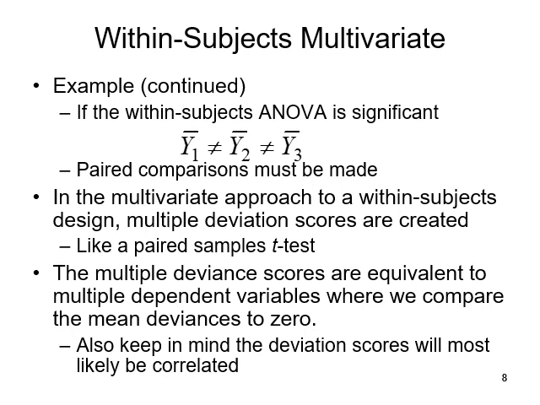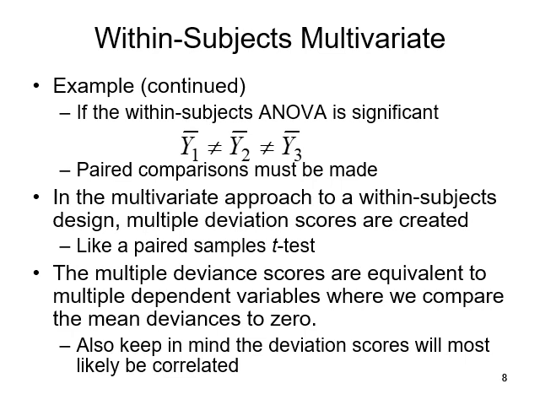With the within subjects ANOVA, if we find out it's significant, it's basically telling us that there's a difference somewhere between time 1, time 2, and time 3. And again, we need to make paired comparisons to find out where that difference is. In the multivariate approach to this within subjects design, we actually look at multiple deviation scores. It's kind of like a series of paired t-tests. The multiple deviation scores are equivalent to multiple dependent variables where we compare the mean difference to 0. We also keep in mind the deviation scores will most likely be correlated.